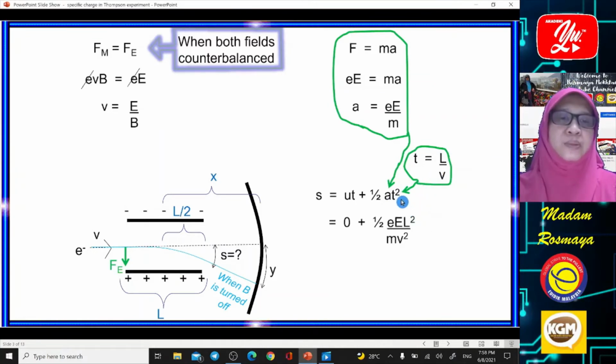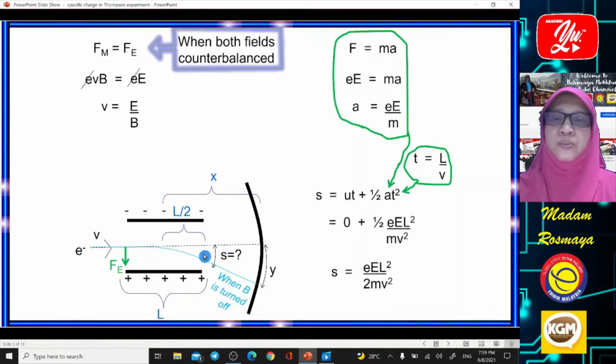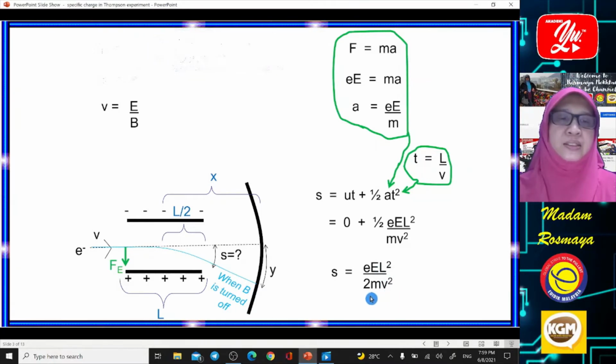So now we substitute into the equation. Here we get s equals half 0 plus half eE L squared per mv squared. u is 0 because it is the initial value of speed. Then s equals eEL squared per 2mv squared. Okay, now we get s. Next we are going to relate with v equals E per B.